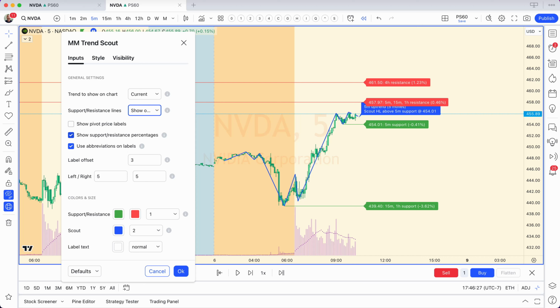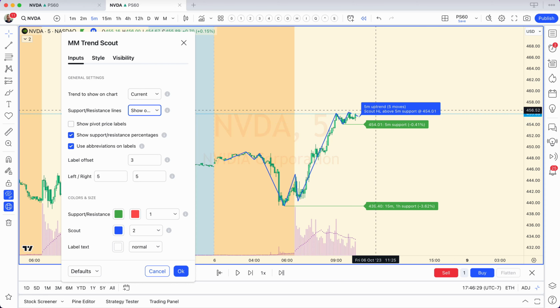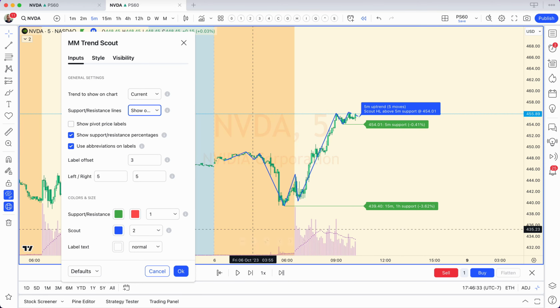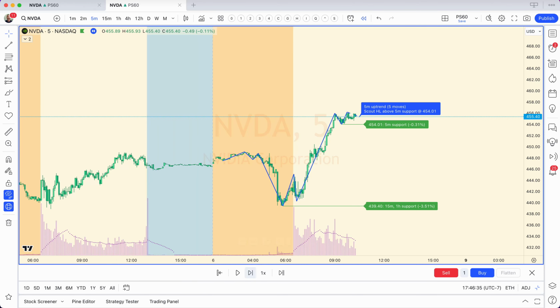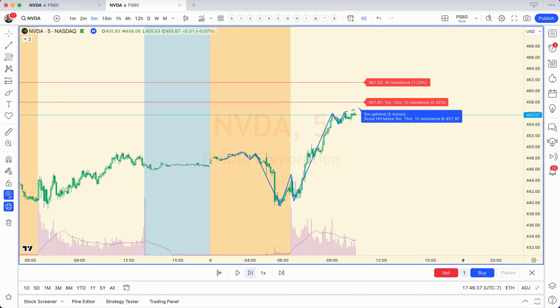Select that. One of them is going to disappear. So you're scouting a high or low, so it's only showing you these supports, right? And then let's move forward a little bit. Wait till that, oh, now it's set, right? Now it's scouting a higher high. Now it flipped over and it's showing you the resistances.